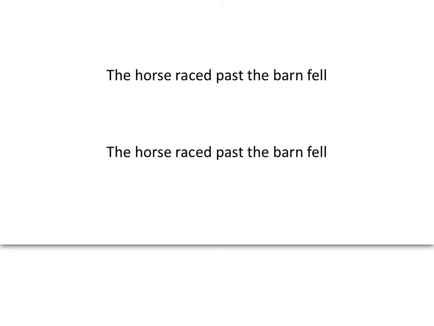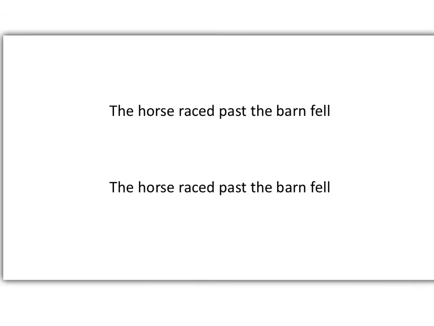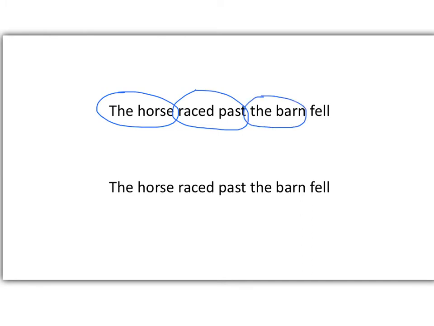And the same is true with the horse raced past the barn fell. So let's look at the horse raced past the barn fell. Your initial analysis of it probably went like this. You grabbed the horse, which is a noun clause. Then you said, well, what did the horse do? It raced past. That's the verb clause. And what did it race past? The barn. There's the noun clause. And then I said fell, and you said no thank you.